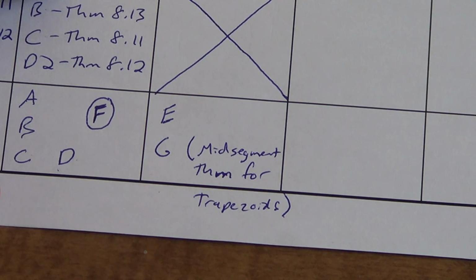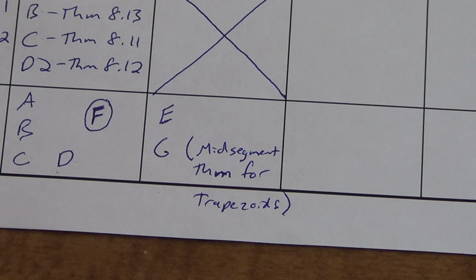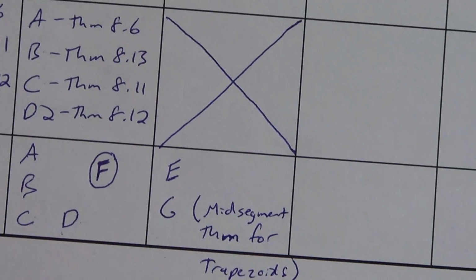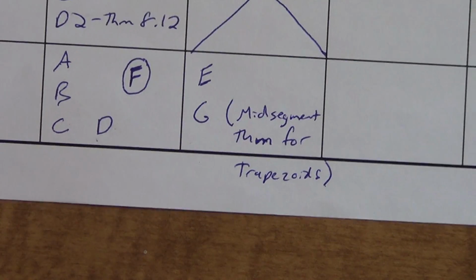Okay, mid-segment theorem for trapezoids. We had a mid-segment theorem for triangles earlier. Now we have one for trapezoids. So this is the end of the trapezoid thing. So let me just show you how this mid-segment theorem works, and then we'll be done with trapezoids. We'll do isosceles trapezoids next one.